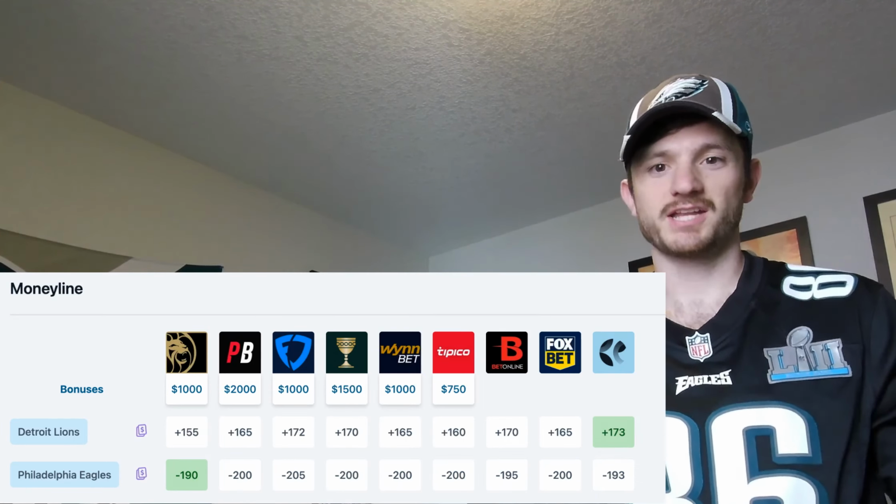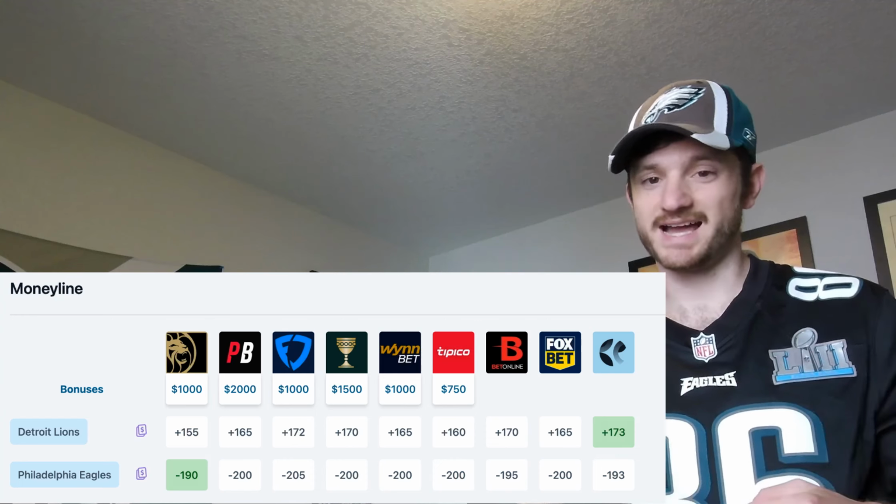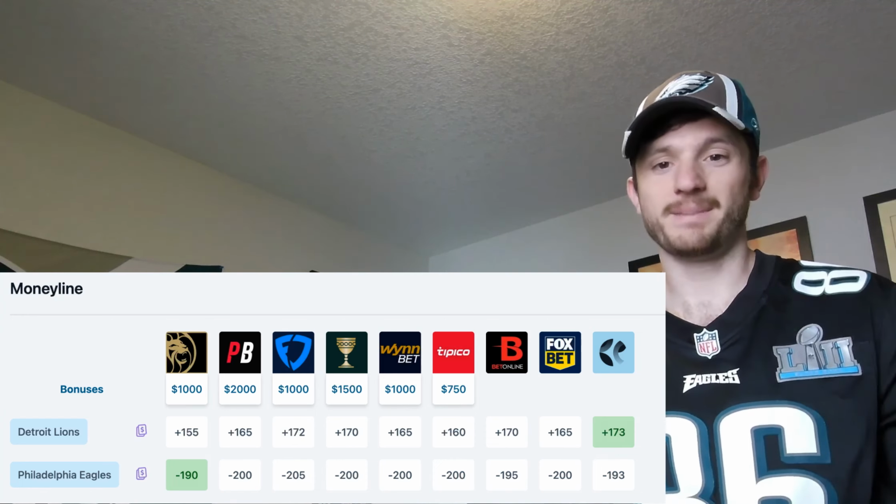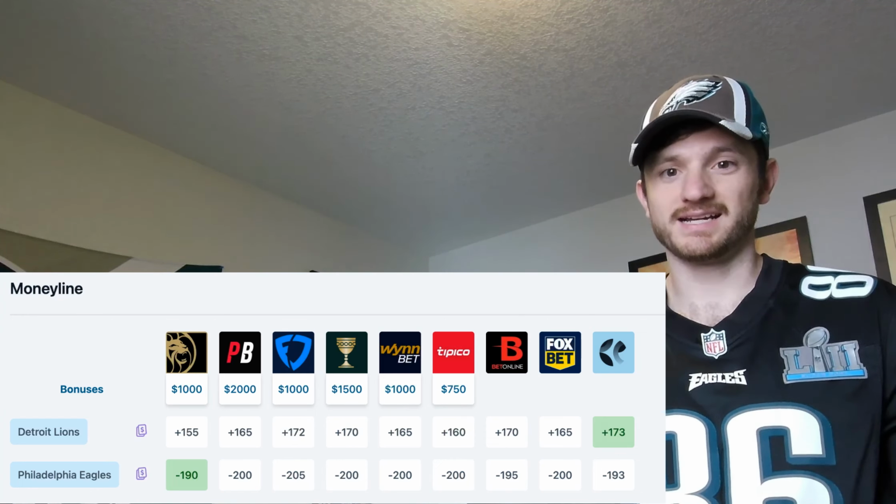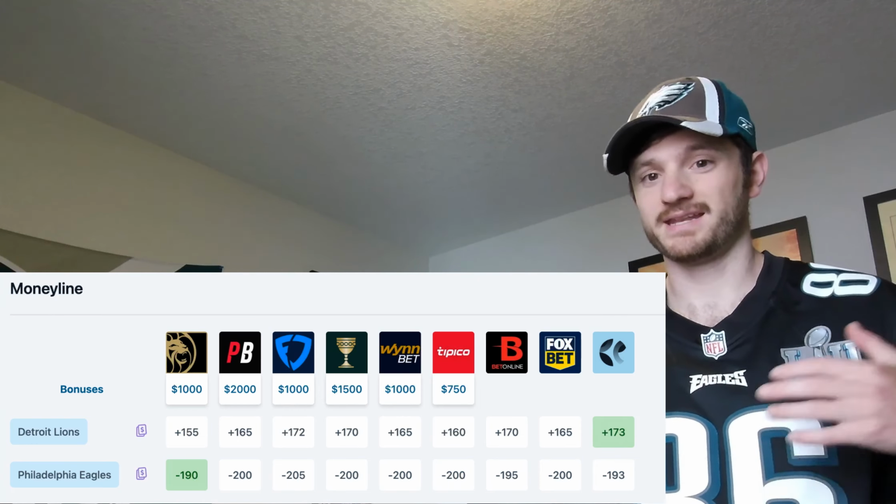It also applies for a money line bet. The next screenshot you see here is for that same Eagles-Lions game. And what we see here is that the best odds you can get on the Eagles money line is at minus 190 on BetMGM. It wouldn't make sense to get minus 200, 210, minus 205 odds on another sportsbook.